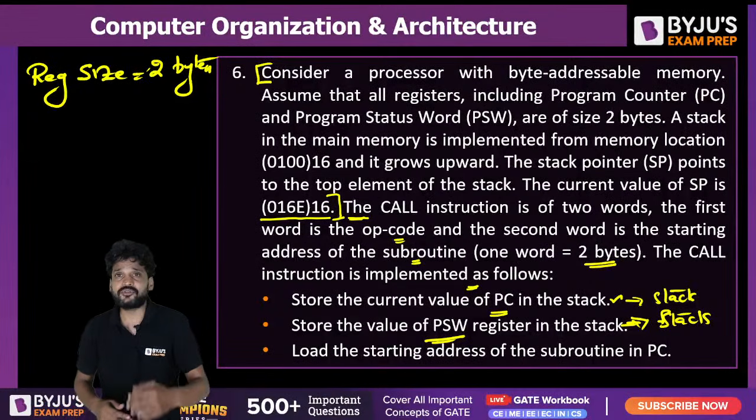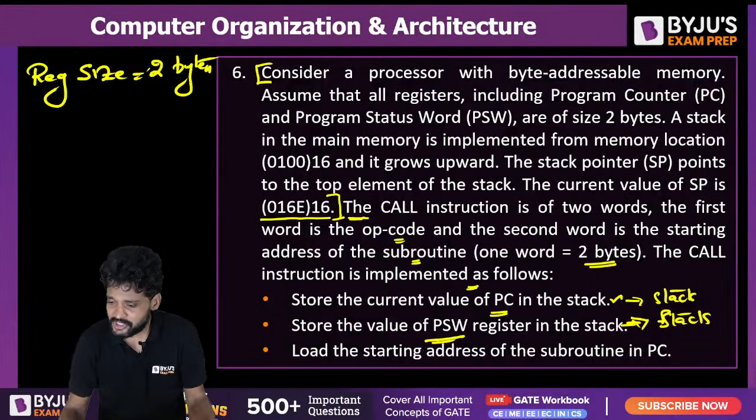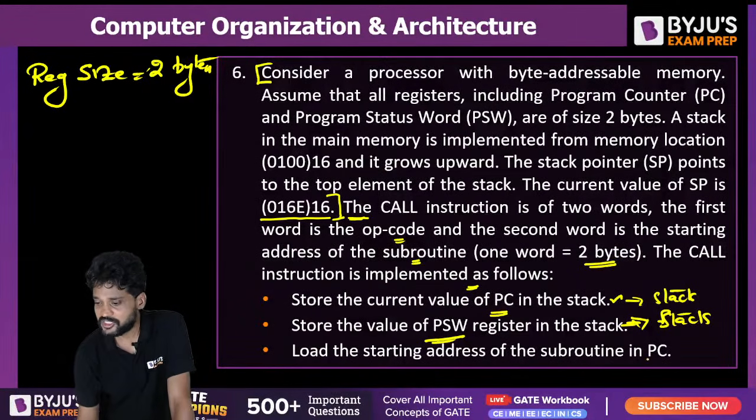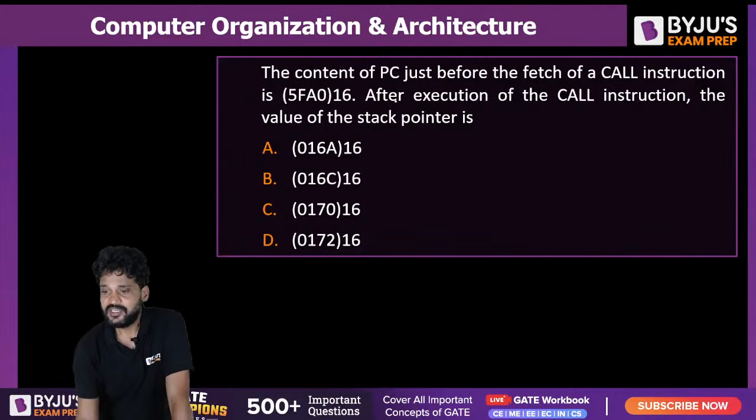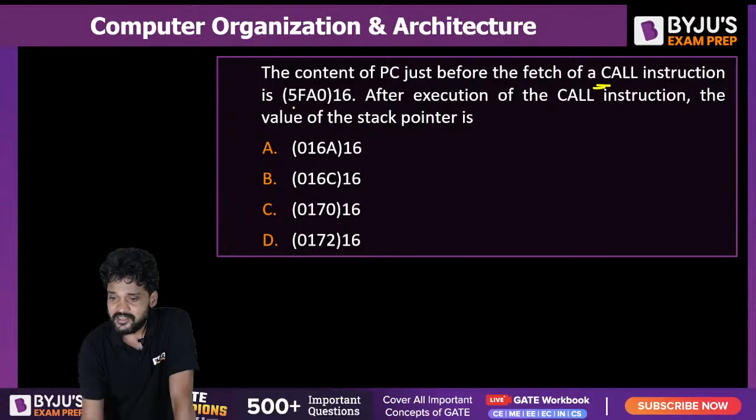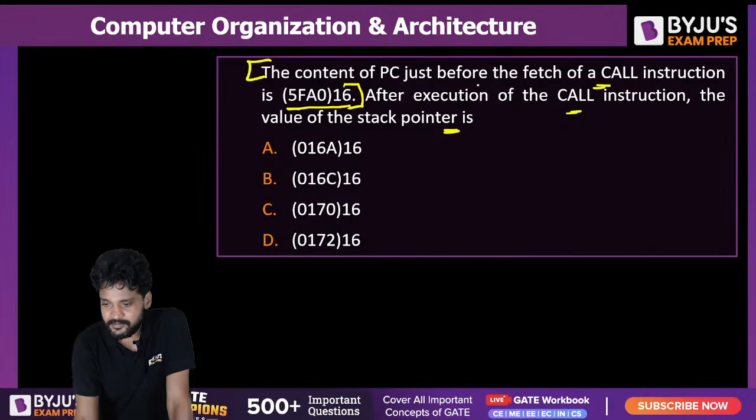The stack will also be used to store local variables, which is not necessary to discuss at this point. Load the starting address of the subroutine in the PC. The question is, the contents of the program counter just before the fetch of a call instruction is 5FA0 hex. After the execution of the call instruction, what is the value of the stack pointer? The earlier part is out of context and unnecessary information; it can be filtered out. Finally, the question is, what is the value of the stack pointer?